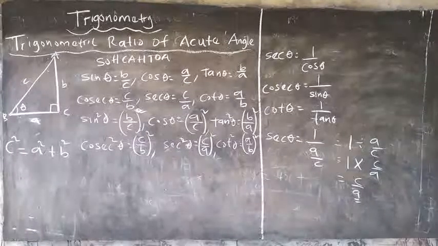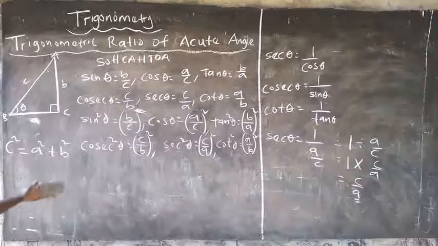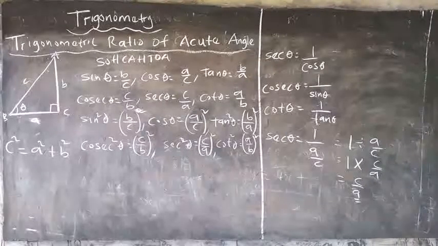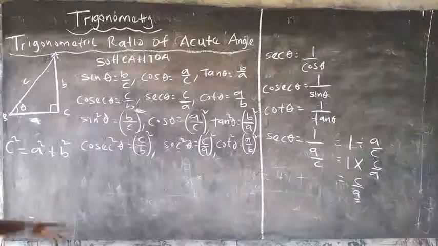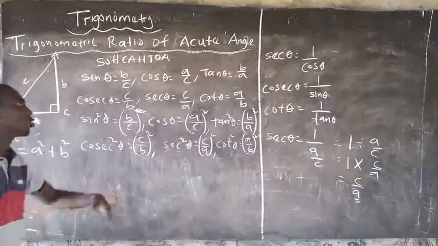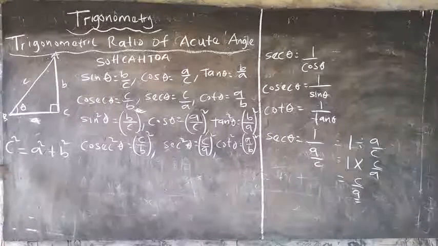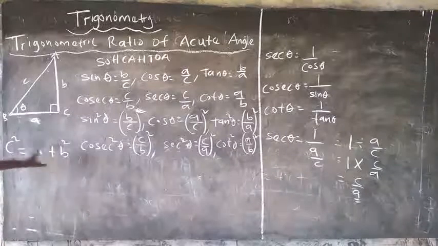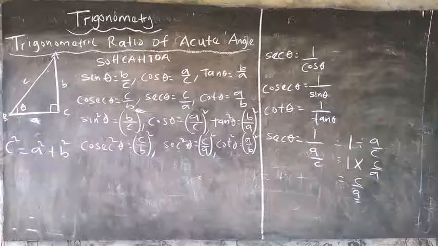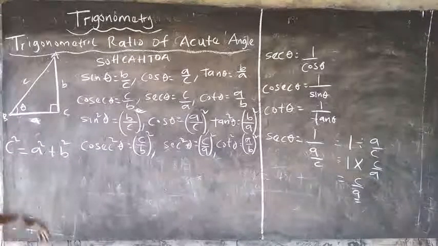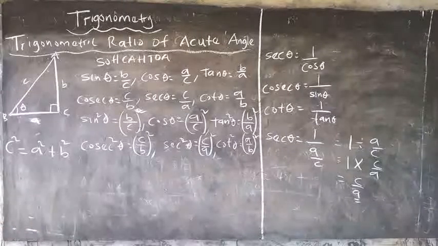So here, for me to show that sine square theta plus cos square theta is equal to 1, or cot square theta plus 1 is equal to cosec square theta, and all the likes like that, I'll be taking each part of these letters here. Let me start with A, because A comes before B and it comes before C. So I'll be dividing both sides by a square.